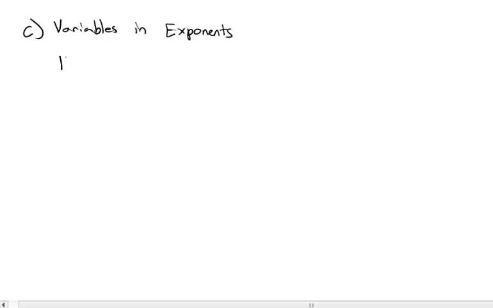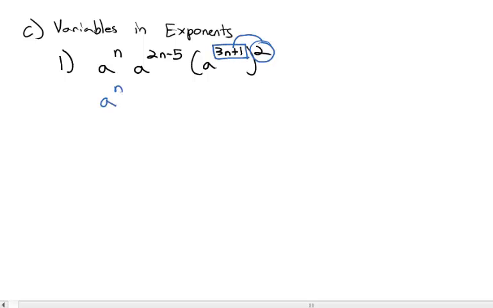So this shouldn't be a big jump to try and simplify things like a to the n times a to the 2n minus 5 times a to the 3n plus 1 squared. Same patterns as before, we have to take care of the parentheses first. And when the 2 goes through parentheses, it has to multiply by the entire exponent. So the first factor is staying the same, a to the n, a to the 2n minus 5. And on the third factor, when we multiply by 2, we now have 6n plus 2.